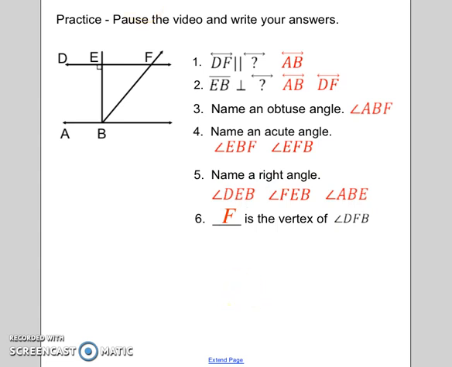And then I also wanted to make sure we knew what a vertex was. So the vertex of DFB, well, DFB is this angle right here, same thing as EFB. And my vertex is this point right here, so point F. You could have also gotten that from just looking right here. The middle point is always going to be your vertex.